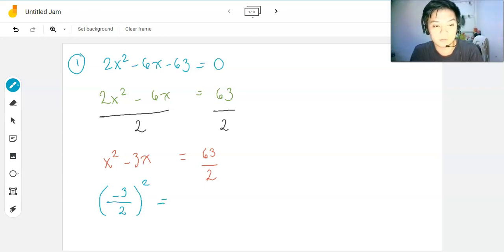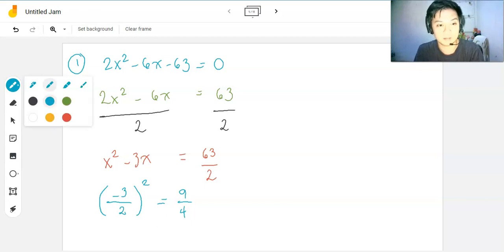So we have to distribute this exponent to each member of this fraction, to the numerator and to the denominator. So negative 3 raised to 2 is positive 9 over 2 raised to 2 is 4. This only means that when negative 3 over 2 is multiplied by itself, that is what exponent 2 means, we will have the result 9 over 4. At ibig sabihin lang yan, yung 9 over 4 na yan, ang i-add natin to the left and to the right hand side of the equation to complete the square.